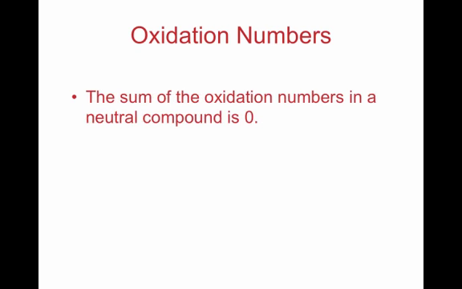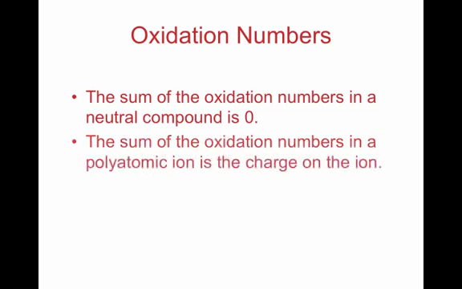The sum of the oxidation numbers in a neutral compound is 0. The sum of the oxidation numbers in a polyatomic ion is the charge of that ion. For example, if we're working with a compound like NaCl, that's a neutral compound. But if we're working with phosphate, PO4 3-, it's going to be -3 as your charge on the ion. So this is how to assign oxidation numbers to nonmetals.